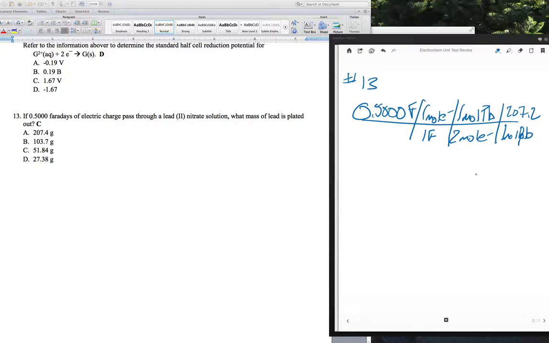207.2. Looking at the choices, like A, they're trying to trick you because that's pretty much the exact mass of lead. You know that 0.500 is another 1/2, right? So you're basically taking 207 and dividing it by 4. The answer would be C, 51. 207 divided by 4 is about 50, and the answer closest to 50 is C.